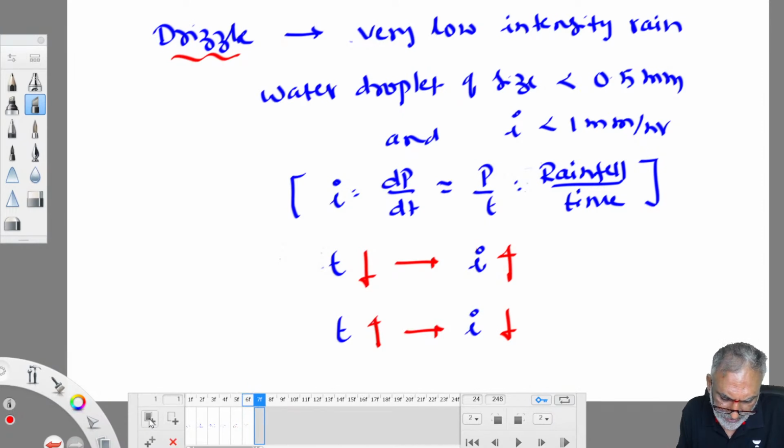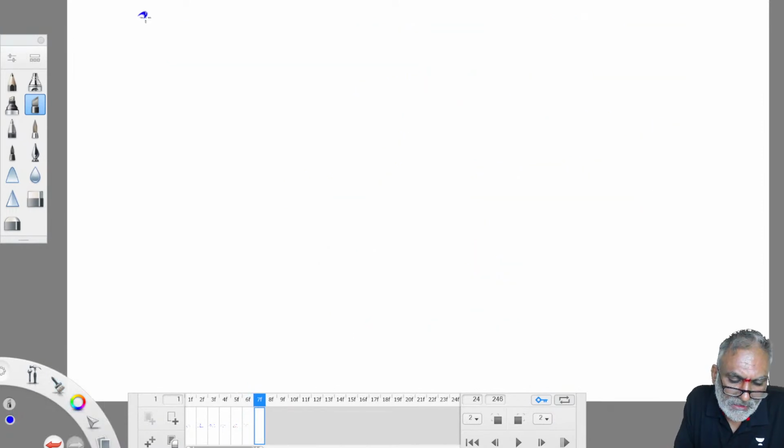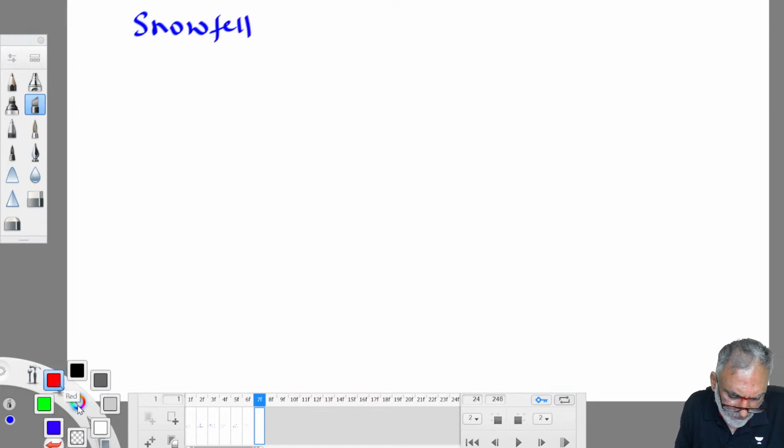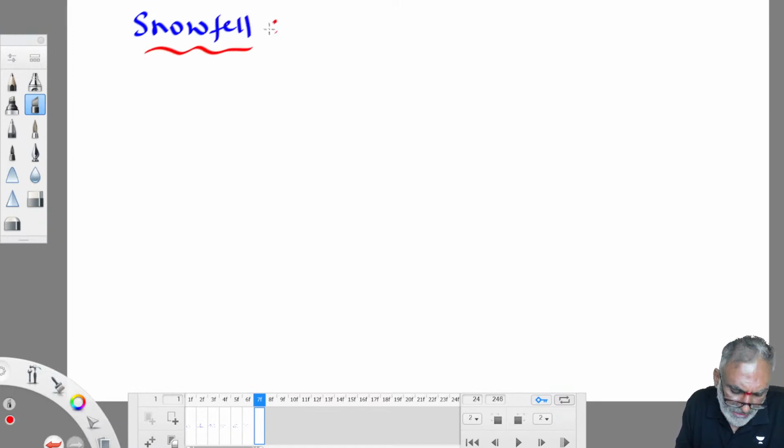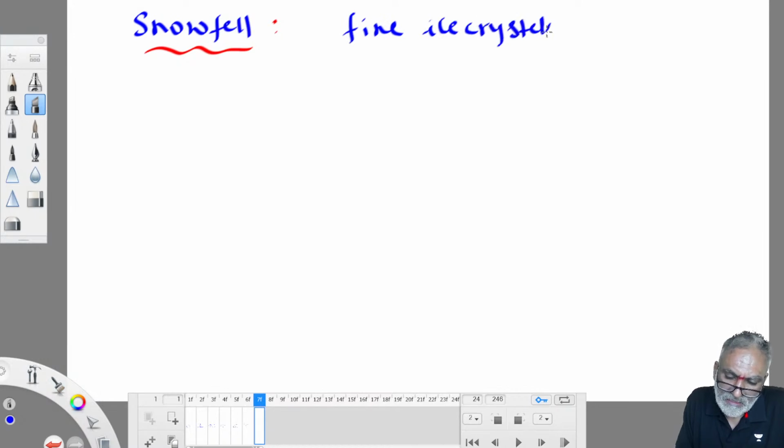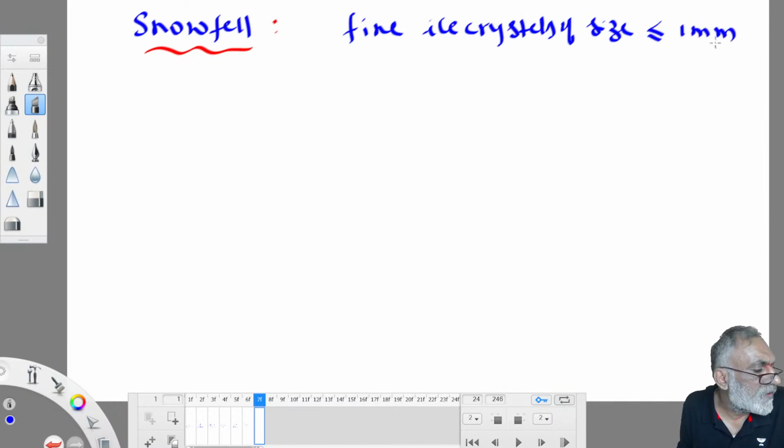Okay. Next, third one is snow or snowfall. Precipitation in the form of fine ice crystals of size less than or equal to 1 mm is known as snow or snowfall. Less than 1 mm, snowfall.